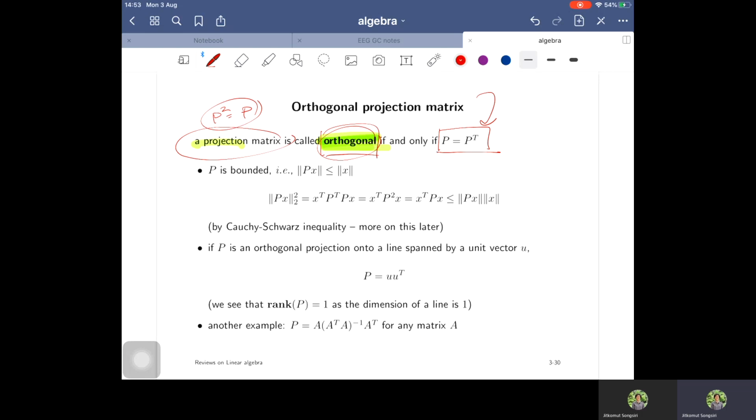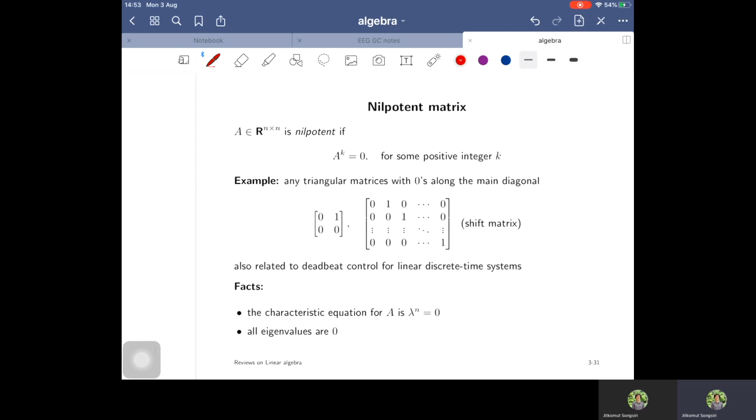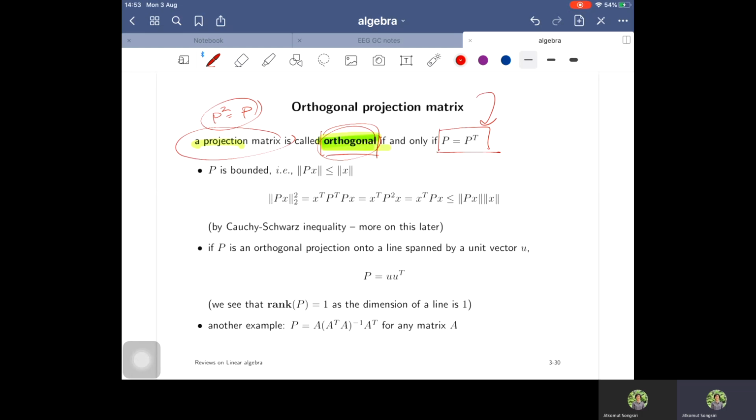Now we're going to explain one result that you can infer from an orthogonal projection matrix. The important result is that P is bounded, which means when you multiply P with x, you have y equal to Px. The result is that the norm of the projected vector is always lower than the magnitude of the original vector.